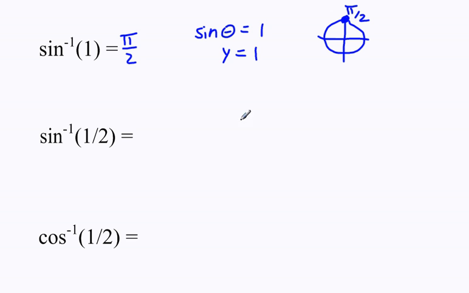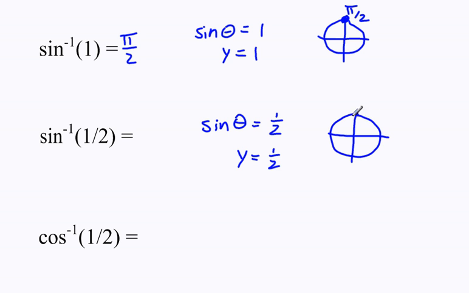Let's try another one. For this one, we're looking to see when sine of theta equals 1/2, which is really asking, when does the y-coordinate equal 1/2? So I grab my unit circle, and I'm going to say, y equals 1/2 along there. Now, I see two answers, but remember, if I ever have an answer in the first quadrant, that's always the one I want. And this is at pi over 6, or 1/6 of the way to pi.